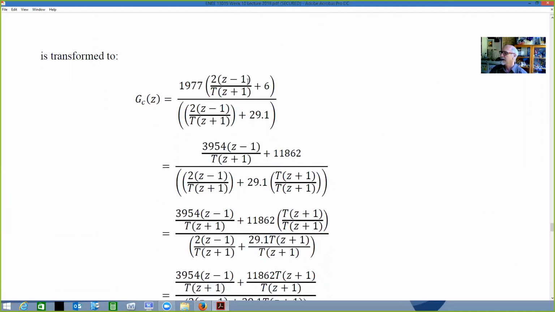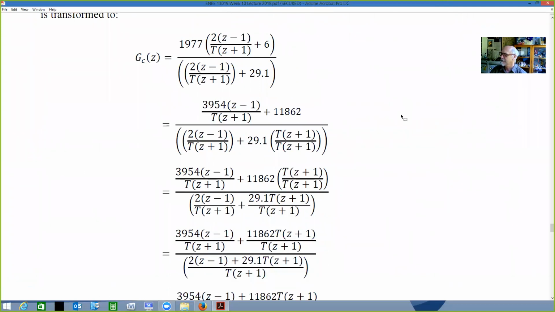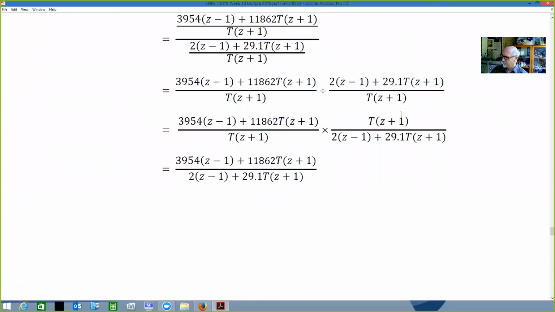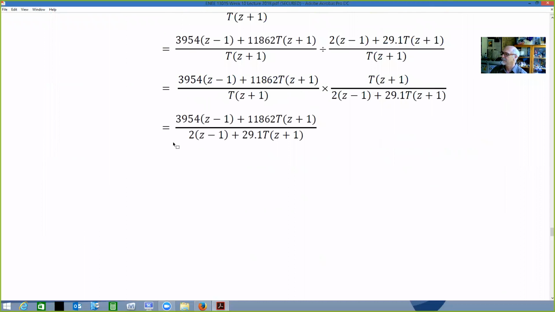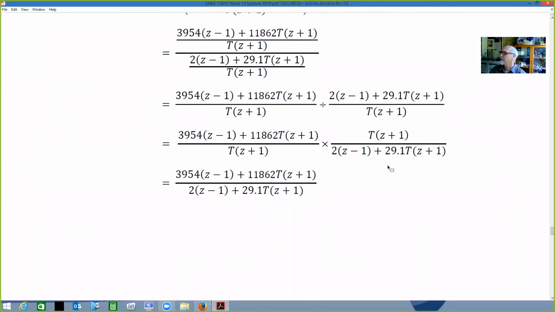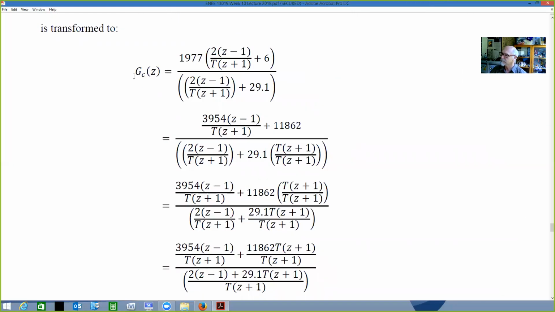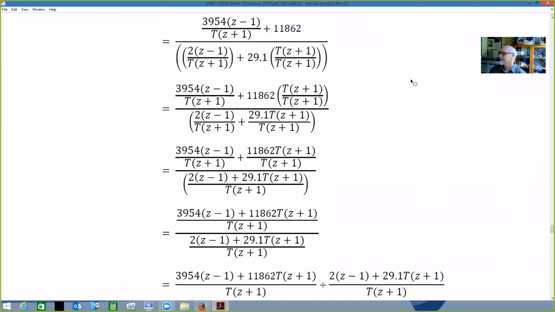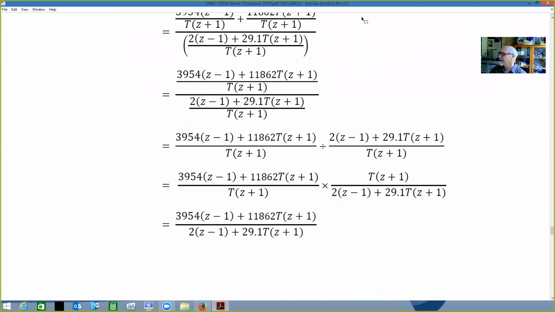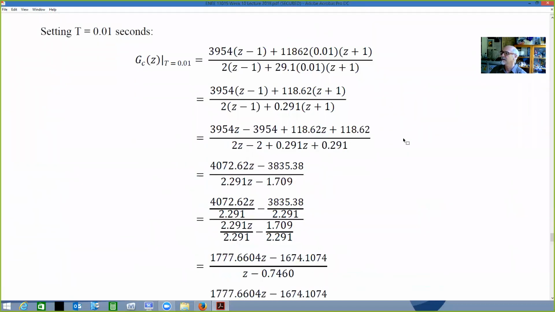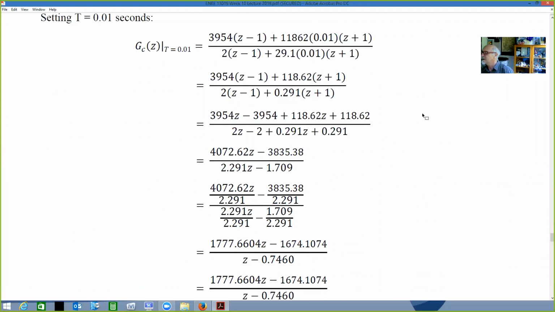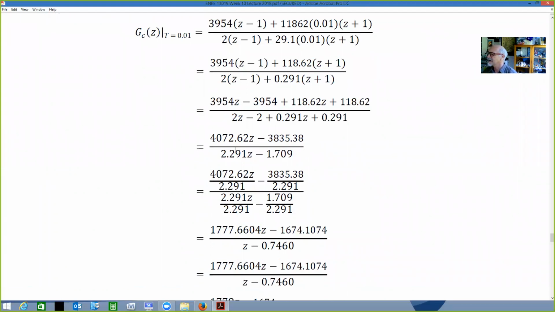So we're going to plug in our transformation, as you can see, and now it's algebra to get common denominators and multiply through, and as you can see, that's pretty much the form of our Gc(z). And as you can see, we've got a T value in there. In this case, we're going to evaluate at the time interval of 0.01 seconds. Again, plug in your numbers, reduce it, and they do interesting things as you get down to here.